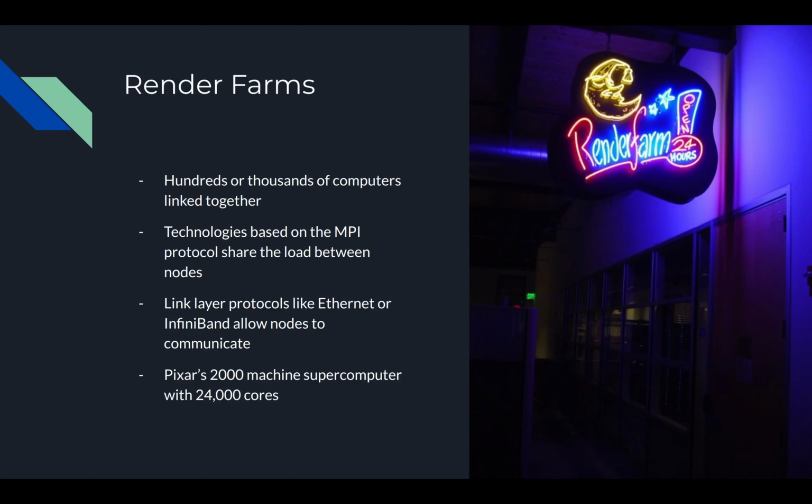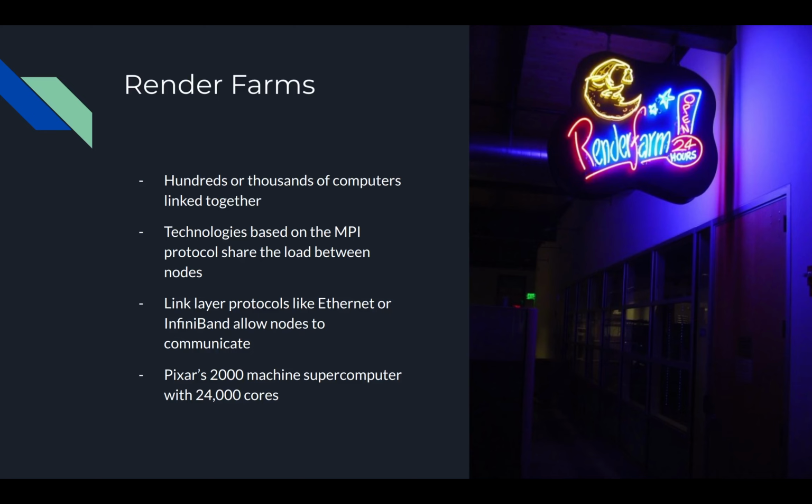Render farms are basically thousands of servers and computers all strung together, communicating over protocols like Ethernet or InfiniBand, using technologies like MPI to share the load between different clusters. From an unofficial source that I found online, I'm not sure Pixar has an official statement on this, Pixar's supercomputer has 2,000 machines, and it has over 24,000 cores. If you do the math, that's 12 cores per machine.